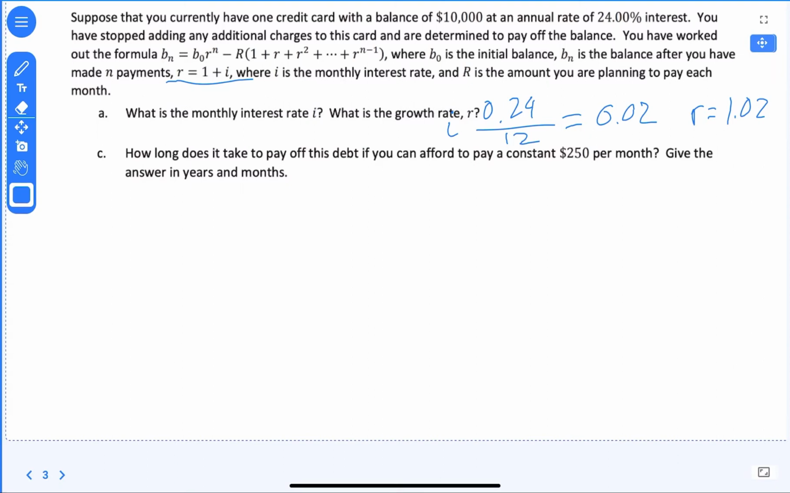Now, how long does it take to pay off this debt? If you can afford to pay a constant $250 per month, so that is our recurring payment, right? How long will it take? So we've got 10,000 is equal to, no, let's not do that.